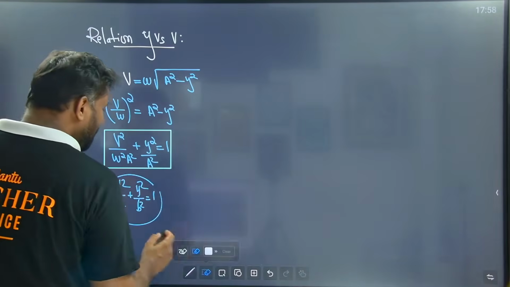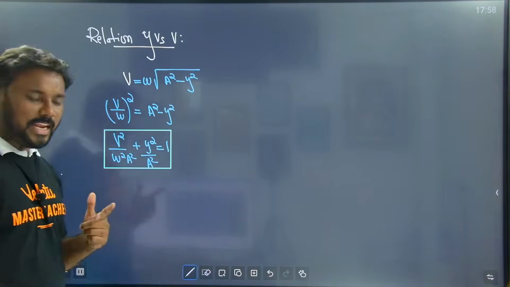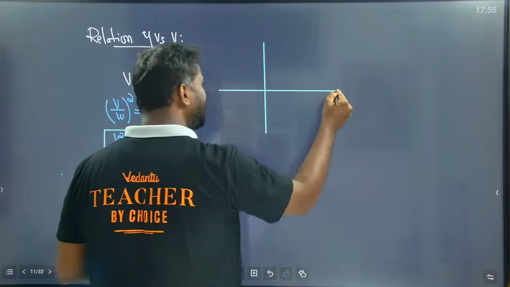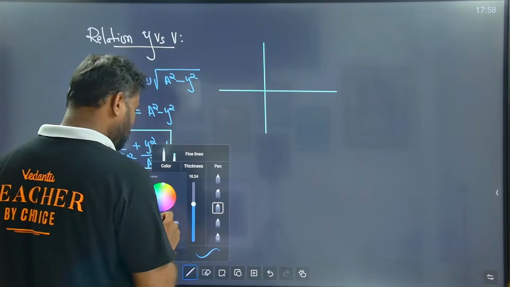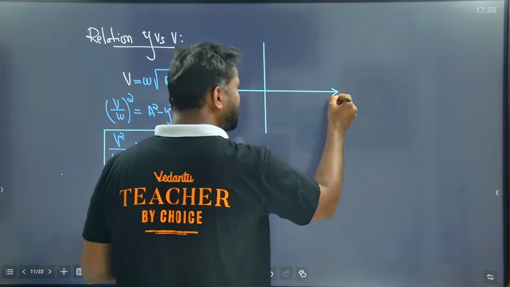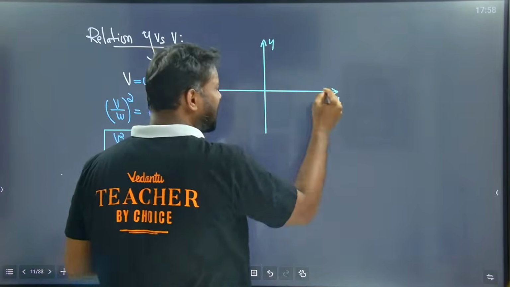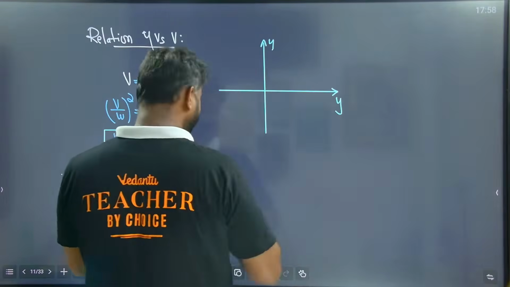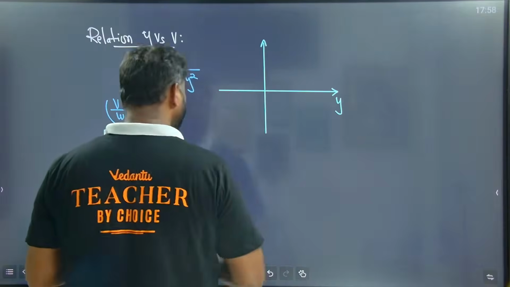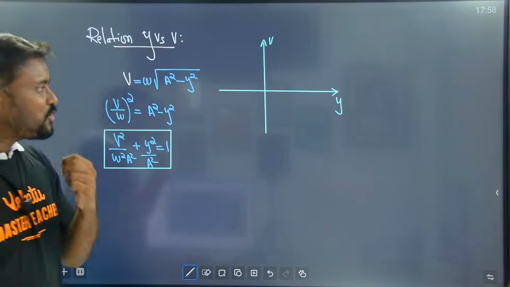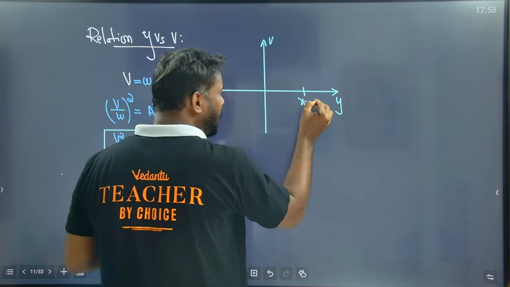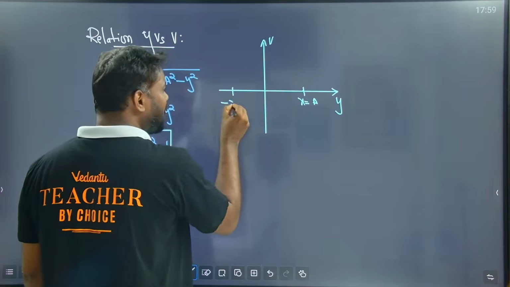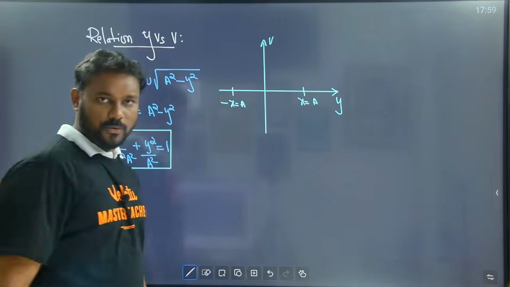So now, what is the nature between v and x? Elliptical nature. This is an ellipsoid, right? So if we start the relation, what do we get? X axis, I am representing y, because it is the displacement of the particle. On the Y axis, I am representing velocity. Right? So at x is equal to a, the velocity will be 0. Yes or no? At x is equal to minus a, the velocity also becomes 0. Right?